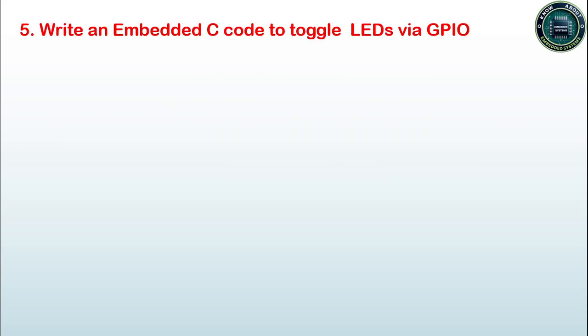So one of the important questions in the interview is: write an embedded C code to toggle the LEDs via GPIO. So we are supposed to develop the code for GPIO toggling LEDs and show it in front of the interviewer on the notepad. Very simple code it is.